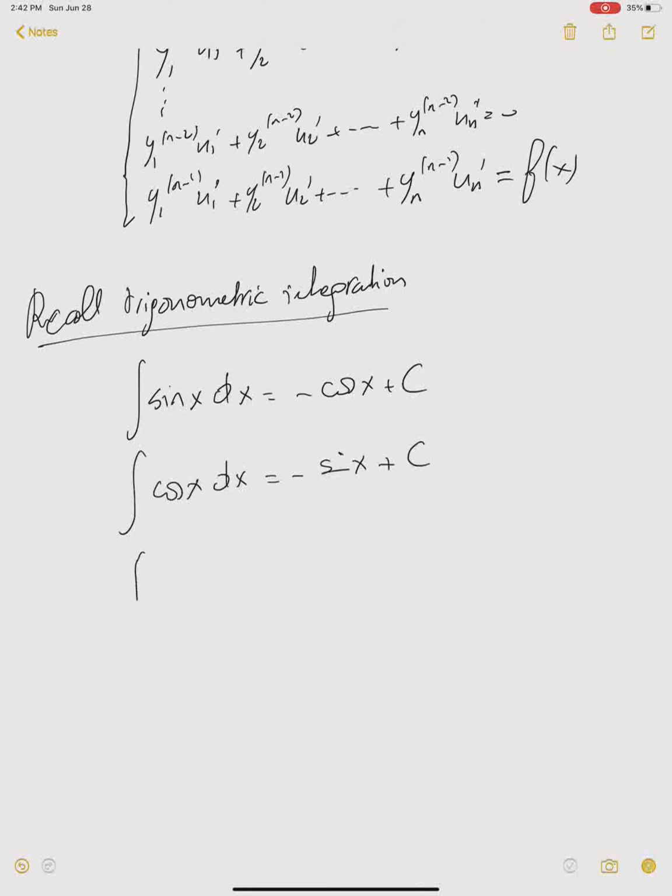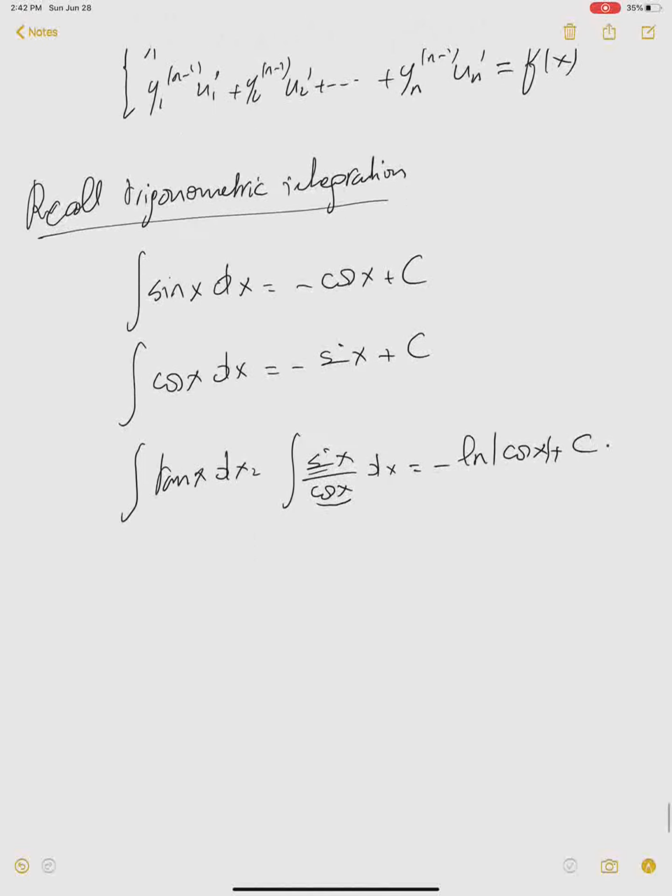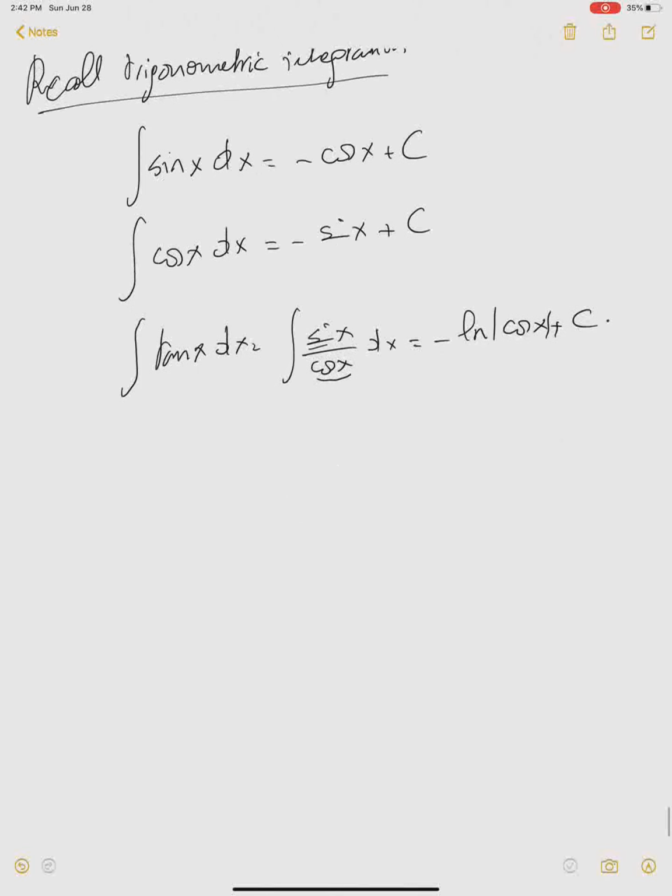What about the integral of tangent x dx? Well, this is the integral of sine x over cosine x dx. Notice that the derivative of cosine is minus sine, so this is like minus u prime over u. So this is minus log absolute value of cosine x plus c.